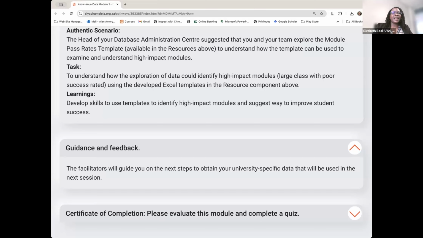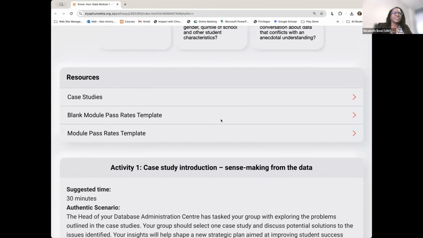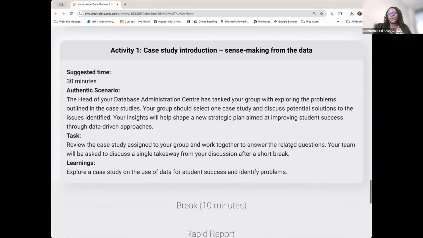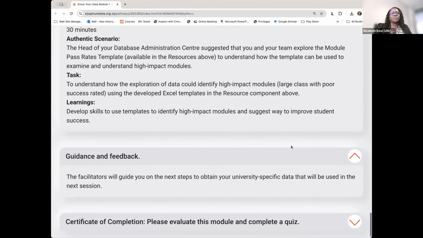The template, Alan, if you go up, the uncompleted template is the blank one. You will find it. It says blank module pass rate template. That is the one that you're going to work through and bring next week. And next week we'll be looking at that. Thank you.